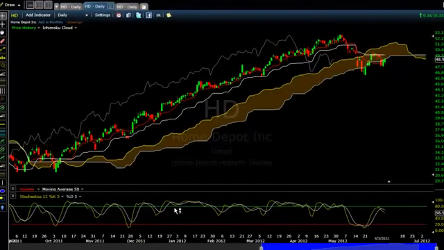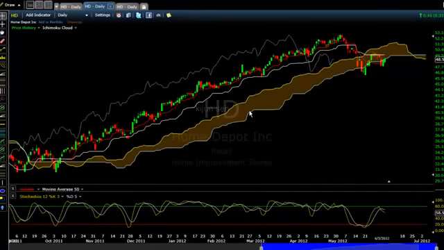Okay. Now first off, you notice the Kumo, which is comprised of span A and span B. In a bullish chart, span A is on top, span B is on the bottom. On a bearish chart, span A will be underneath span B. You have Chikou, which is this line here. Notice how it's passed through price. You have Tenkan-sen, which is the red line. You have Kijun-sen, which is slower, remember. Kijun-sen is 26 periods, and Tenkan-sen is 9 periods.